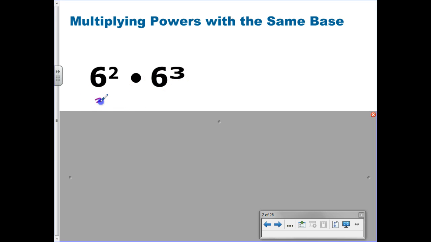Now, if I wanted to evaluate, this is going to end up being a really, really large number. I'm just interested in thinking about what this means, and can you write this as a power of 6? 6 to the second power means 6 times 6. 6 to the third power means 6 times 6 times 6. So really, 6 to the second power times 6 to the third power, 1, 2, 3, 4, 5, is the same as saying 6 to the fifth power.